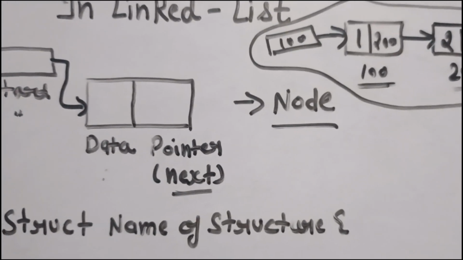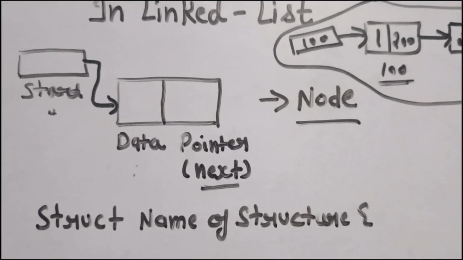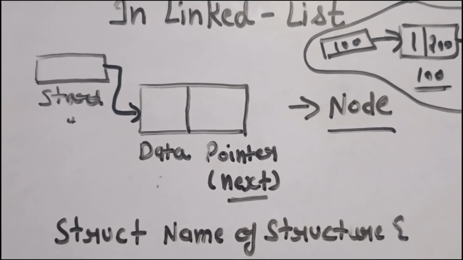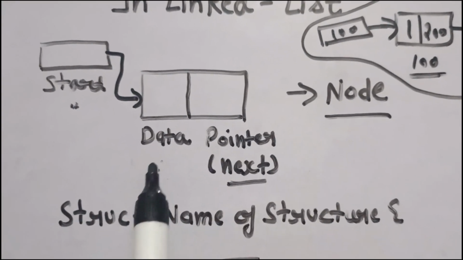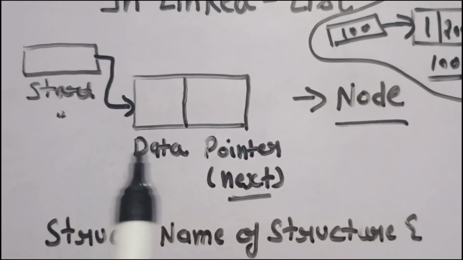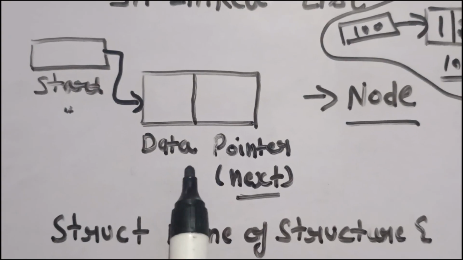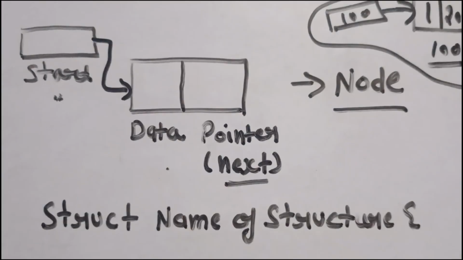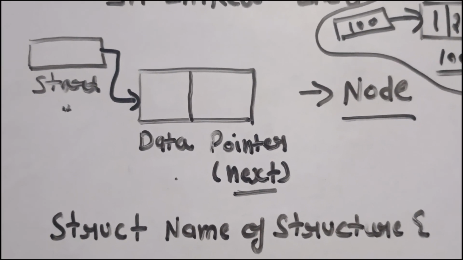Now see how we can create a node in C. To create a node in C, we are not going to use a variable. Why? Because a node consists of multiple variables. We have one variable data and another variable pointer. This node has more than one variable, so in that case we are going to use a structure, because when we have to use multiple variables inside a single unit, we use a structure.